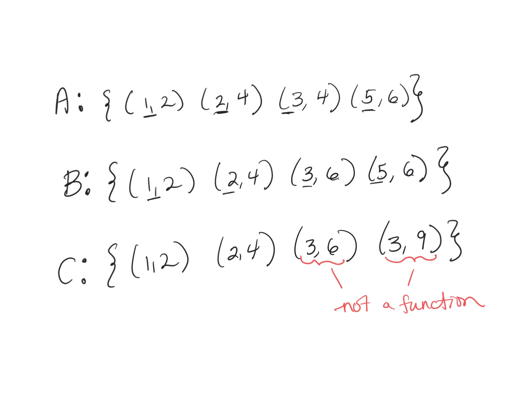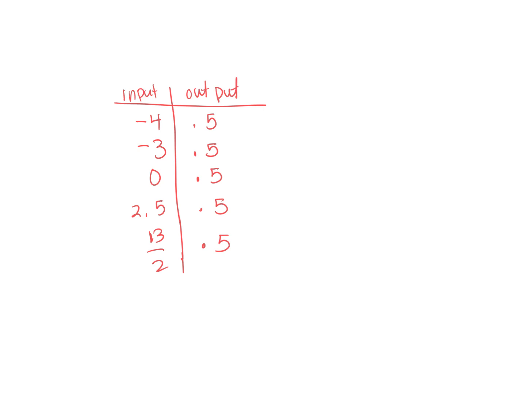You can also have an input-output table. So here is an input and output table. This is a function. Even though they all go to the same place, there's not one of the inputs trying to go to two different places. So that's one way. You can do a map, a graph. They had just a finite number of things, like we just did.